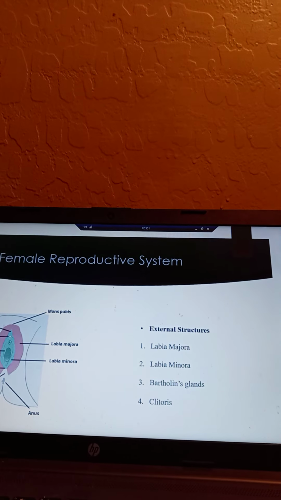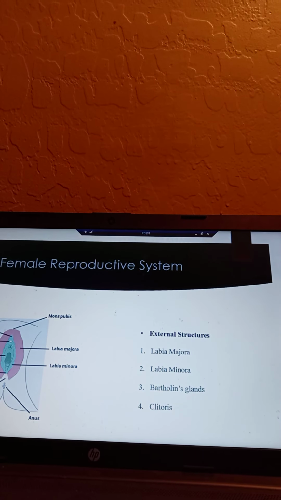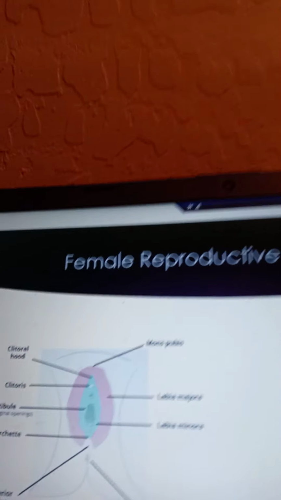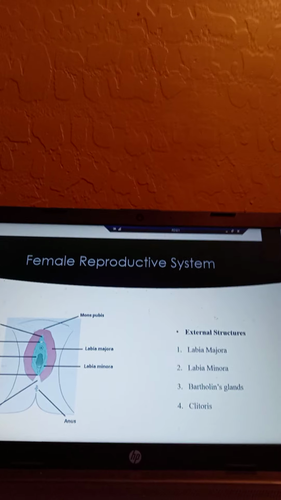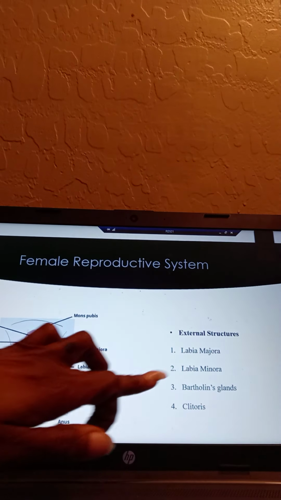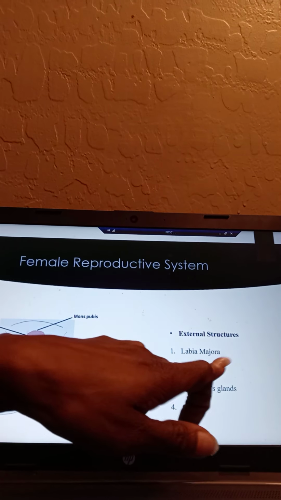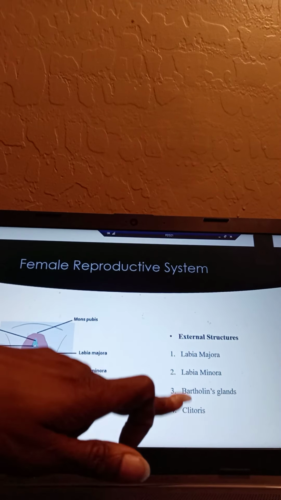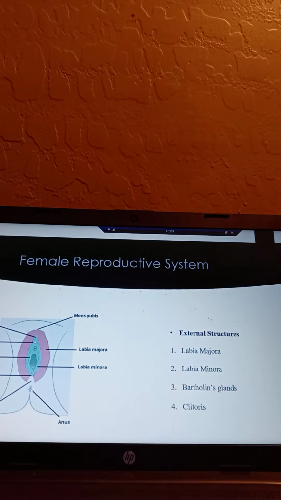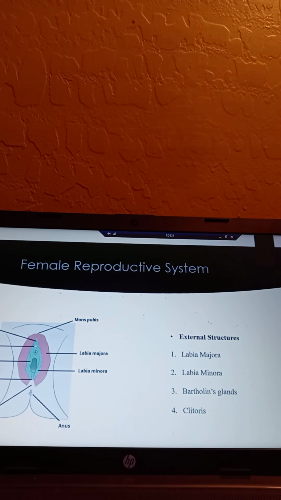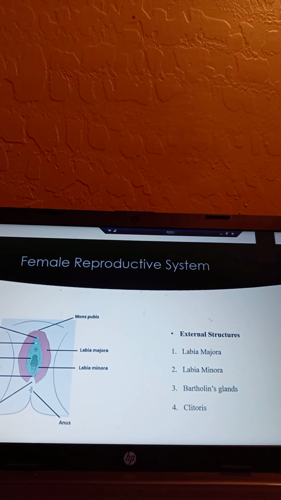Then I have the third slide. This is the female reproductive system, another one of that. I have a picture shown here. I'm bringing it in closer. A picture that goes along with the internal structures. We have labia majora, labia minora, and we got Bartholin glands and the clitoris. That's four of the internal structures that I have here.